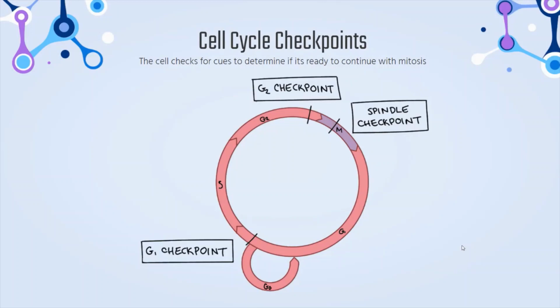In the cell cycle, there are checkpoints, which are cues to determine whether it is ready or not to continue with the process of mitosis or the cell cycle.